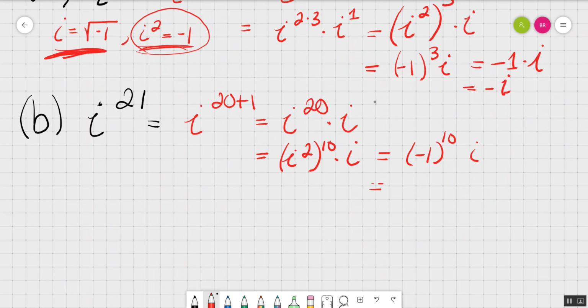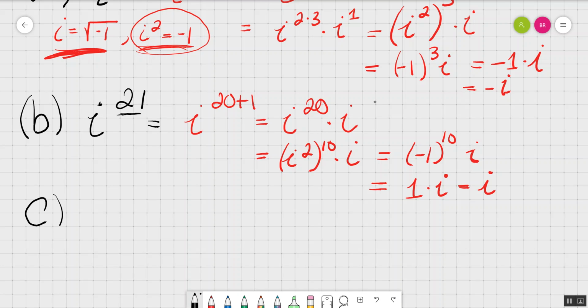Okay, -1 to the 10th power, that's -1 times itself 10 times. That's an even number of times. Anytime you do negative times negative, so it's an even number of negatives, you get a positive. So this is just going to be +1 times your i, which will just give you an i. Woohoo! Okay, hopefully you've got the idea of what to do when they're an odd exponent.